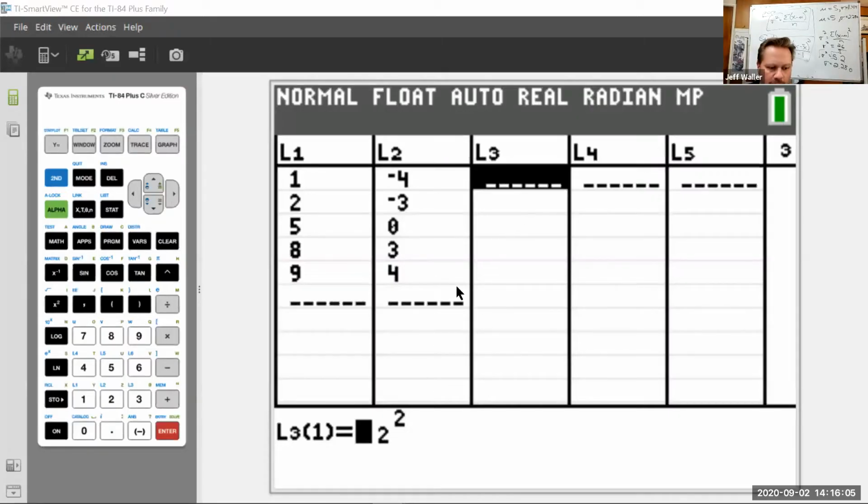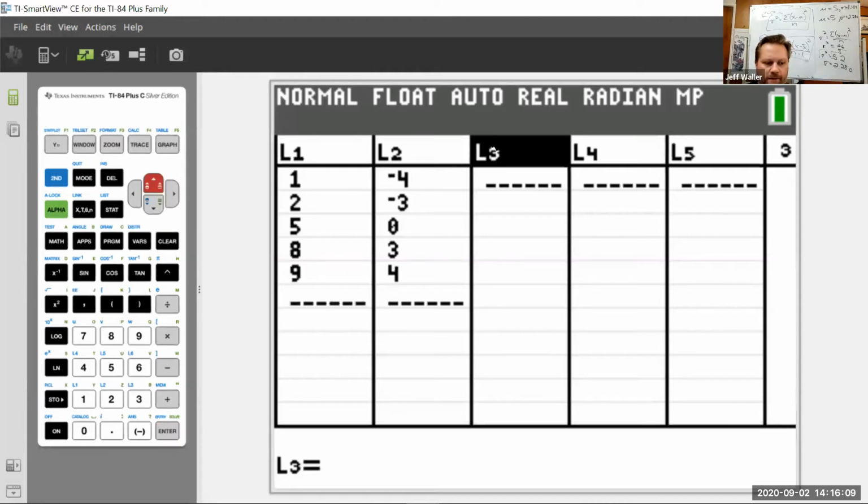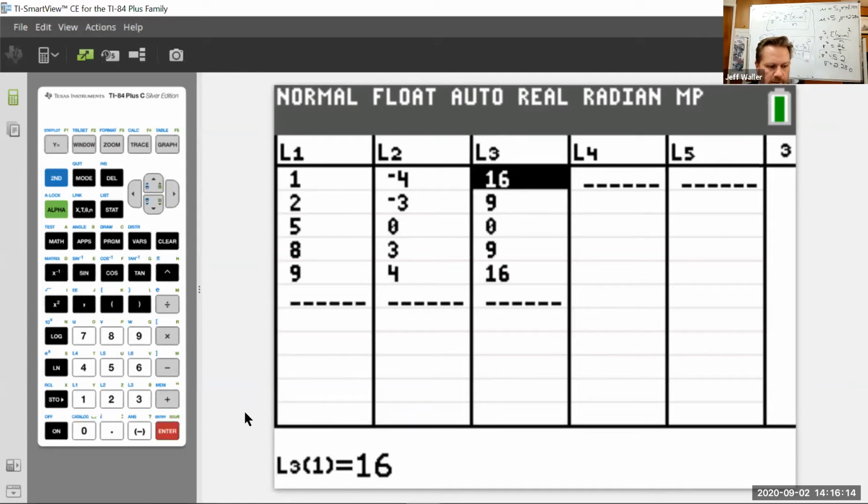If you got the error, it's easy to correct. You go up to list 3. You want to define list 3 to be list 2 squared. You can't define one spot to be a whole list. The calculator freaks out. Thankfully, it doesn't blow up. It just says error.